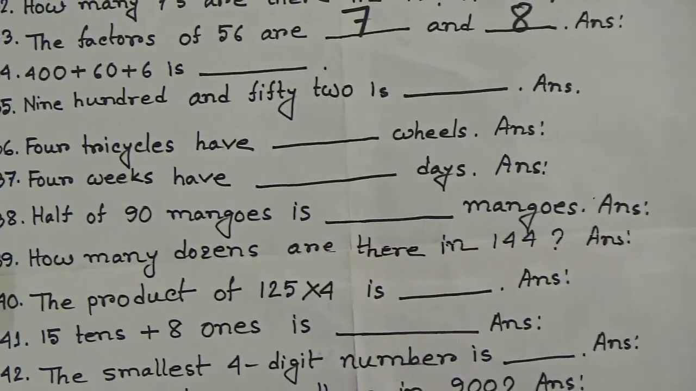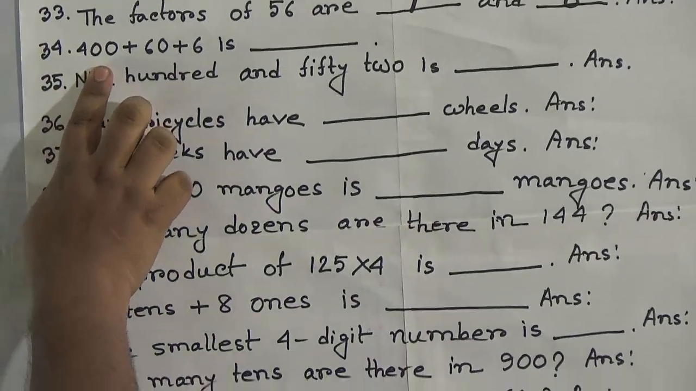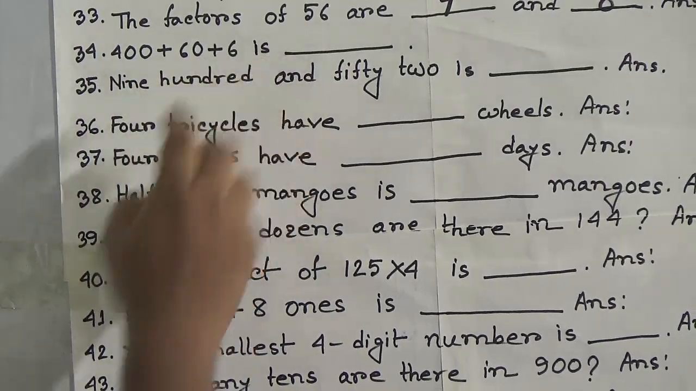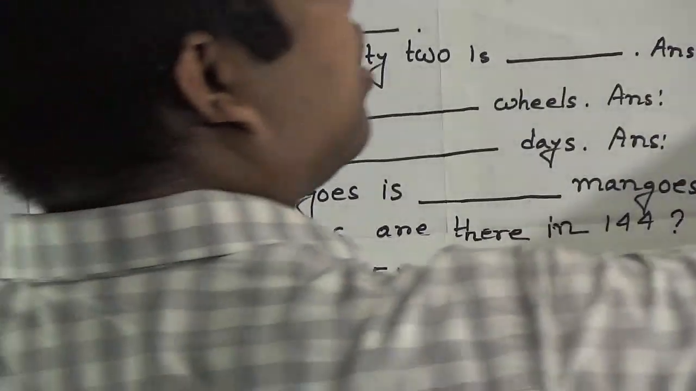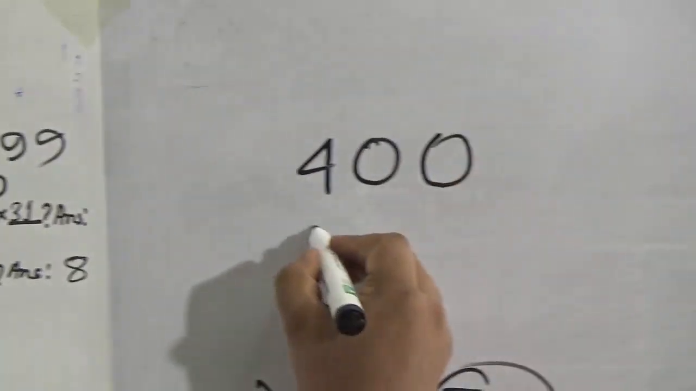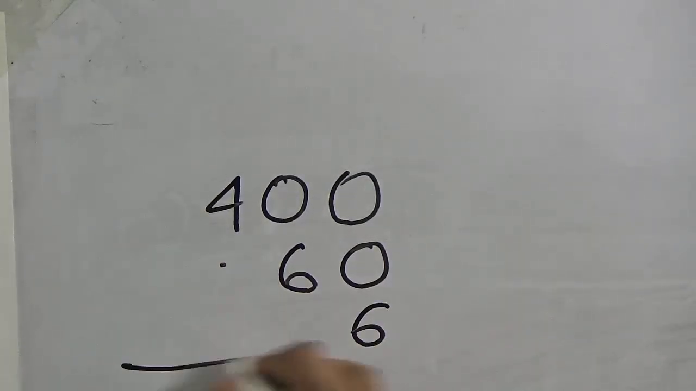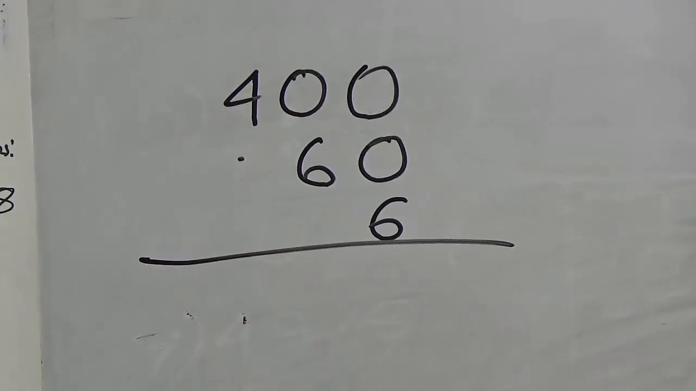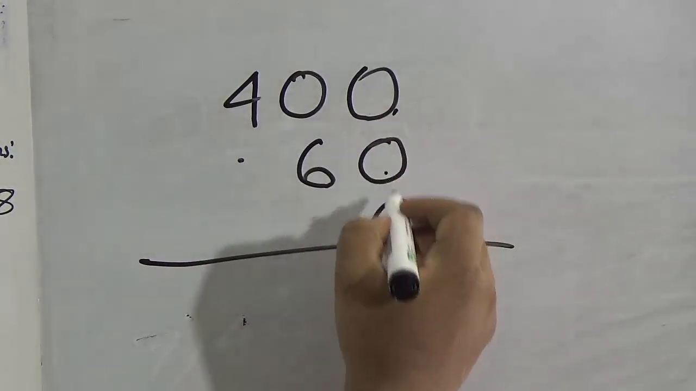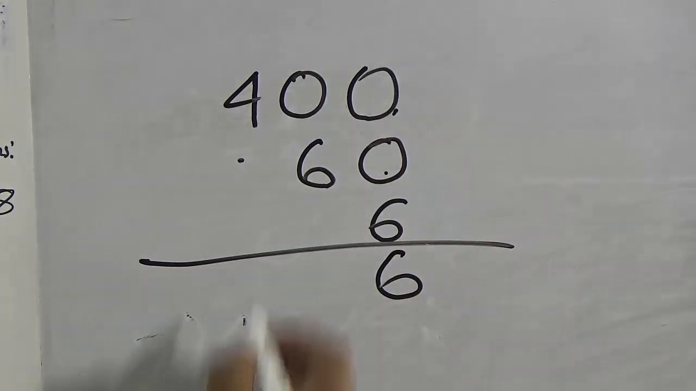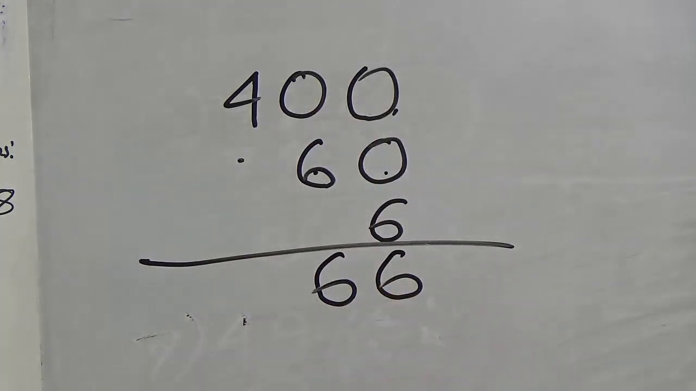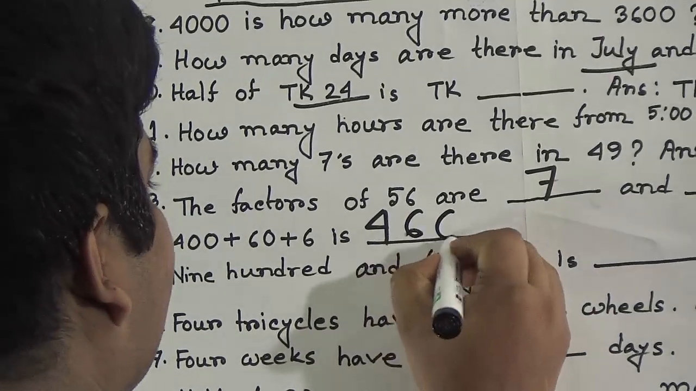Then the next question is 400 plus 60 plus 6. Now 400 plus 60 plus 6. At first we add the ones place. 0 plus 0 plus 6, it will be 6. 0 plus 6, it will be 6. 4. So the answer is 466.